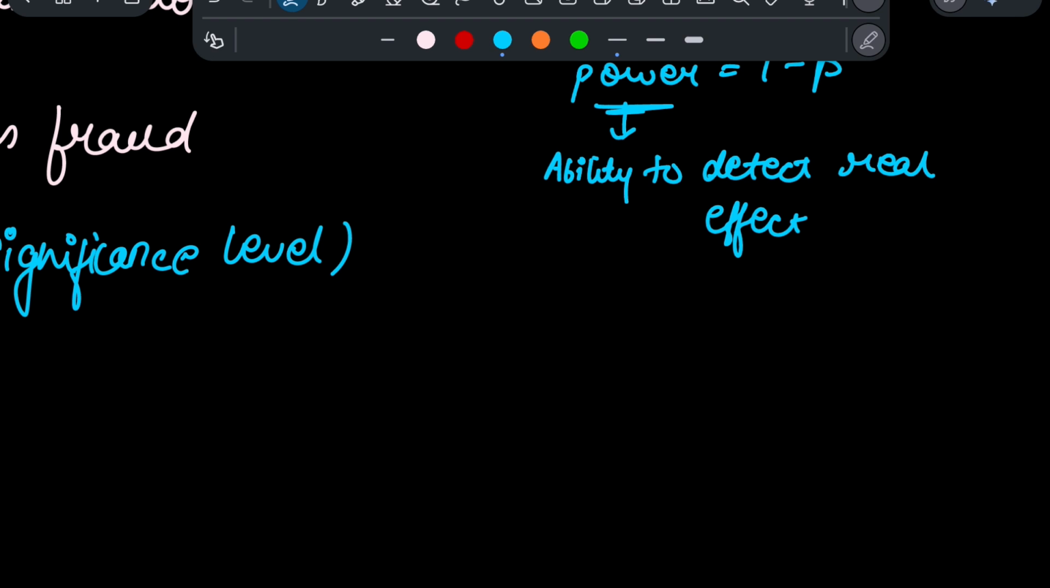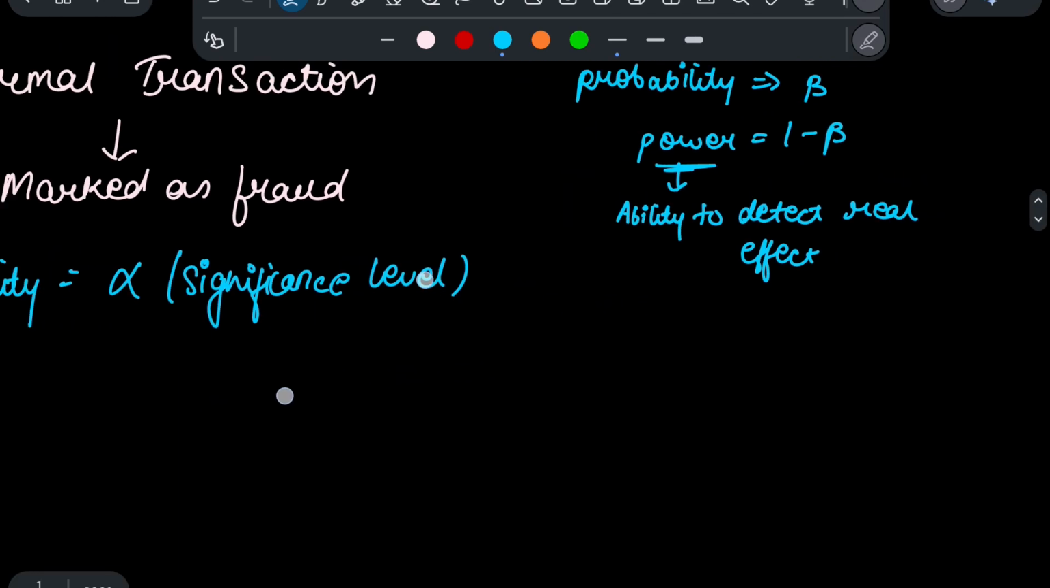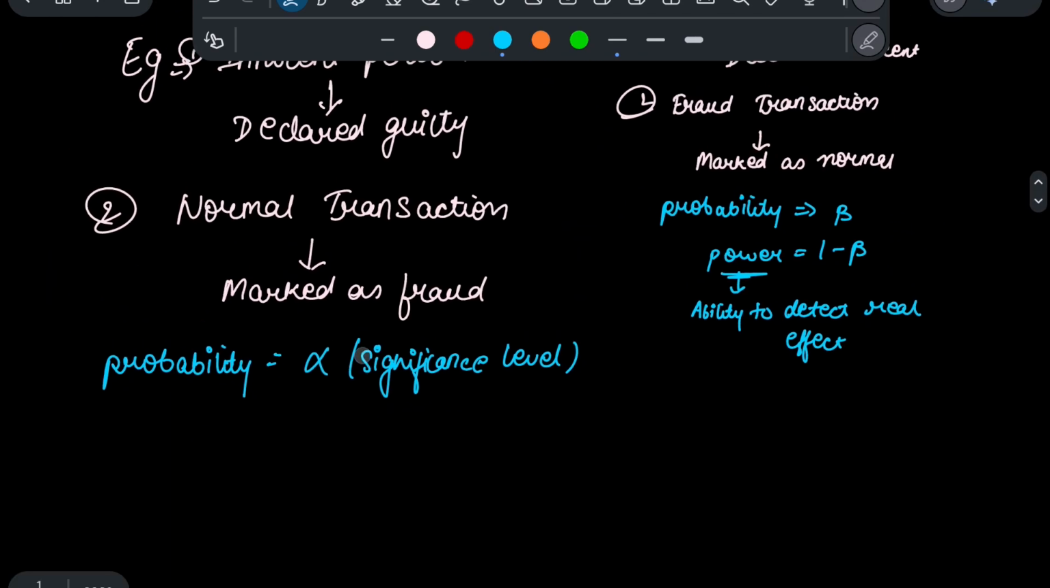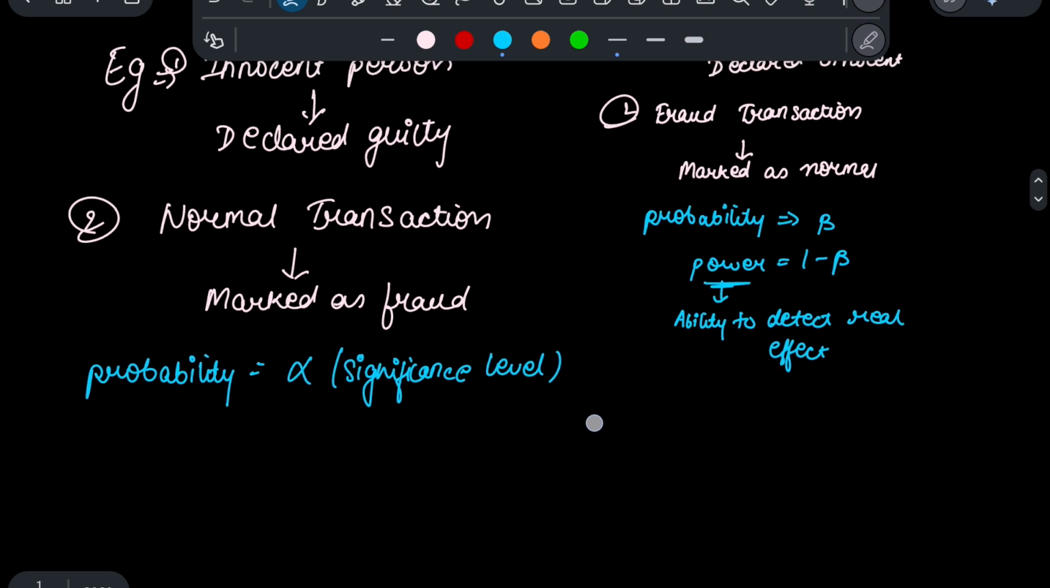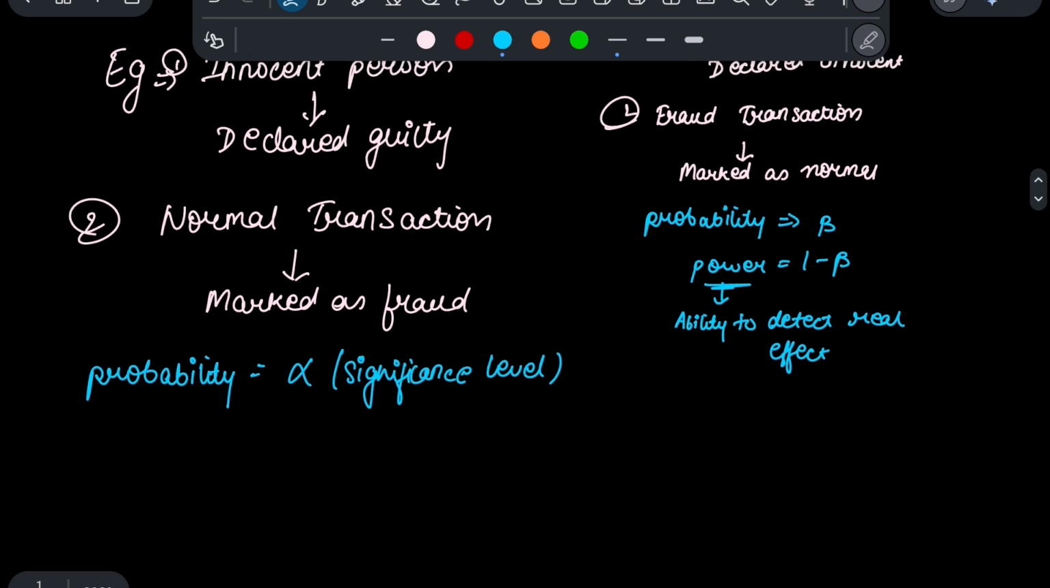So both the decisions are risky. Like if we flag the normal transaction as the fraud transaction, the customer will have a really bad experience, and he may leave the service. And in the type 2 error, the fraud transaction is marked as normal. That is even riskier. So statistics is not about being perfect, it's about controlling the risk.